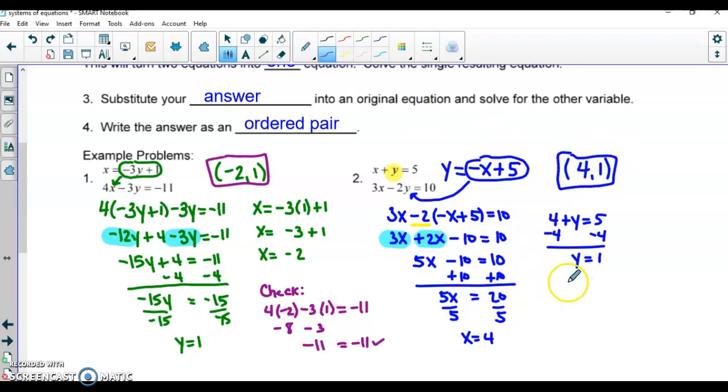To check, we can always check it using our graphing calculator and graph, or we can do a quick check. So 3x, 3 times 4, minus 2y, 2 times 1. Does that give us 10? So use PEMDAS, 3 times 4 is 12, 2 times 1 is 2, 12 minus 2 is 10. That's what I'm supposed to get. It checks. So I know that I do have the correct solution here as 4, 1. So that's the method of substitution.